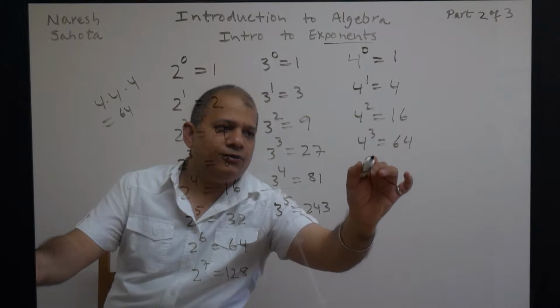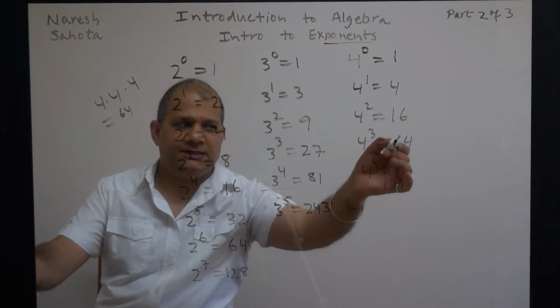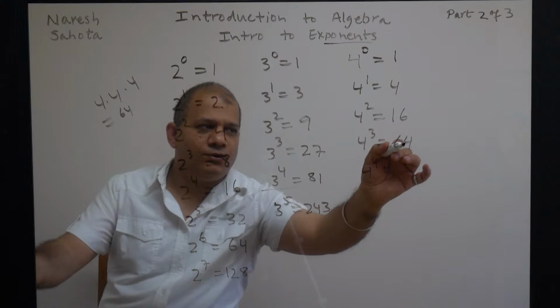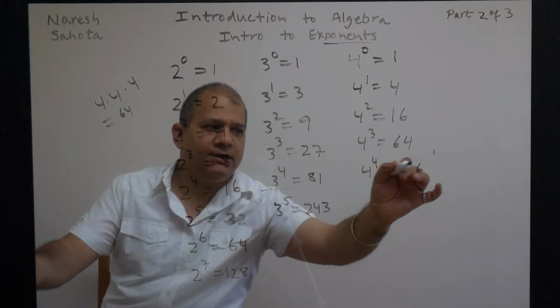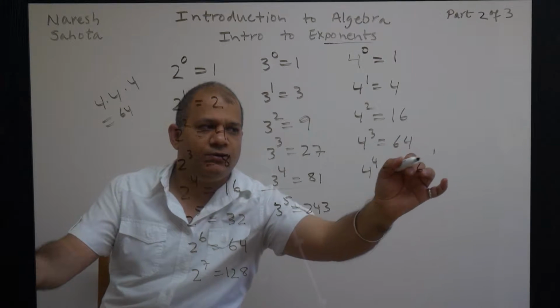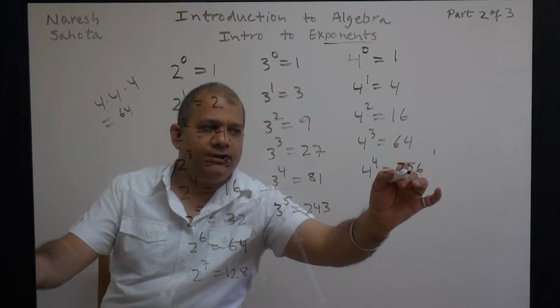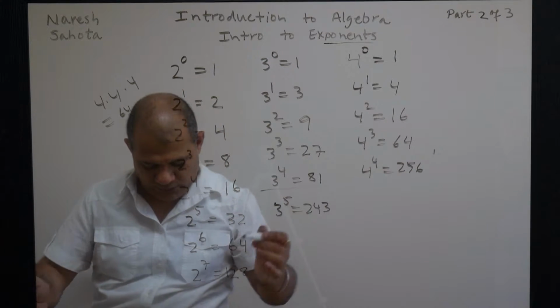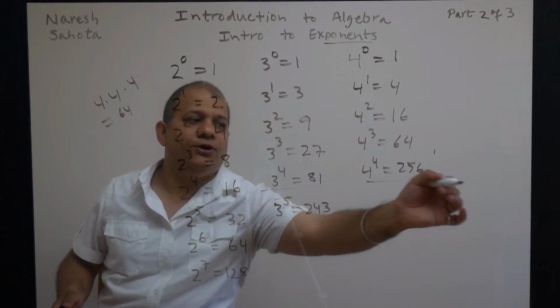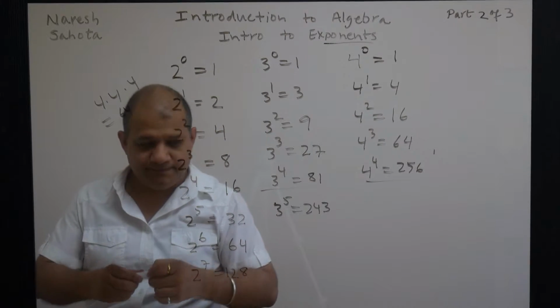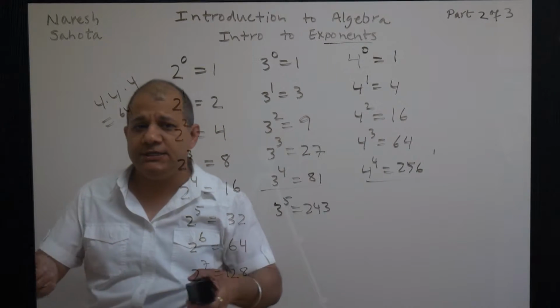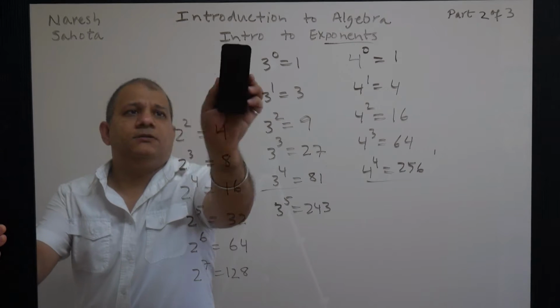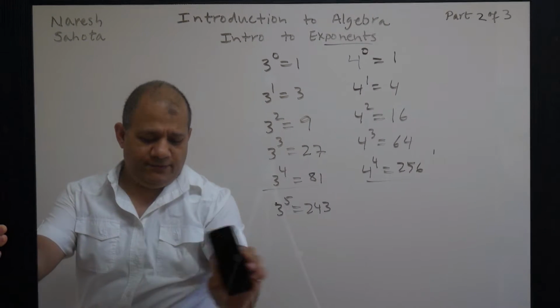And then 4 to the 4 is 64 times 4. So 4 times 4 is 16, carry over 1. 4 times 6 is 24, plus 1 is 25. So that's 256. That's how much you should know, up to 4 to the 4. And now we can continue with base 5.